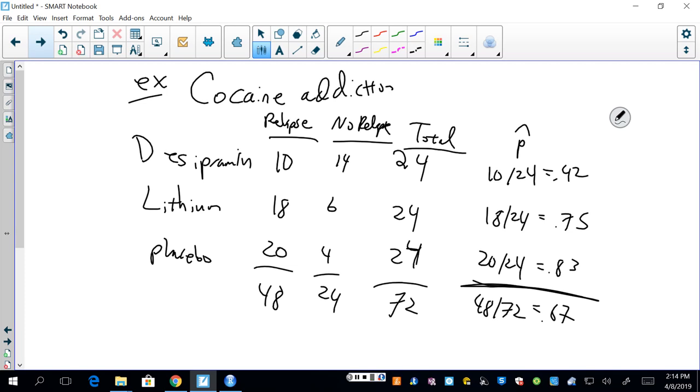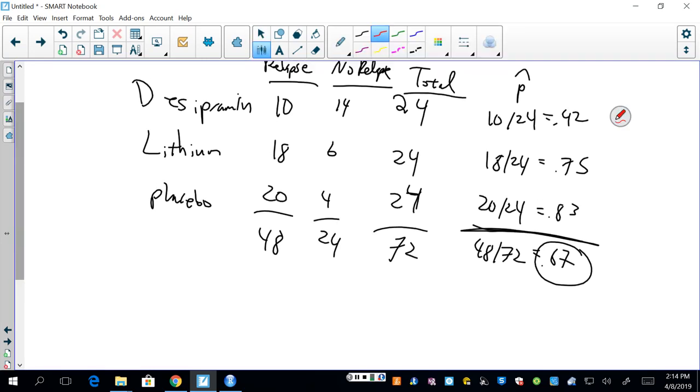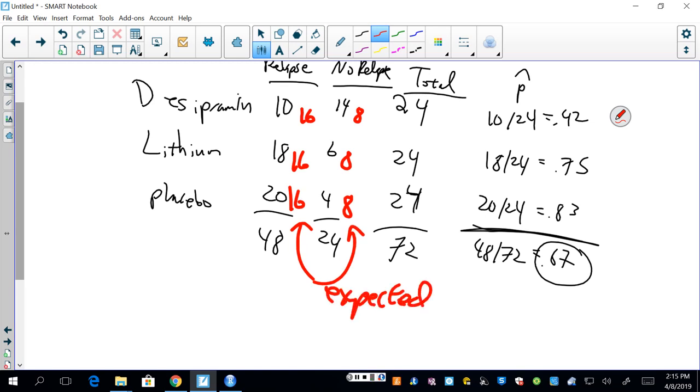So if we had the same rate of relapse, if we had 67% relapse in every single group, we would expect 67% to apply to this 24, and to this 24, and to this 24. 67% is 16 and 8, 16 and 8, 16 and 8. These would be the expected counts if the percentage of relapse is 0.67.